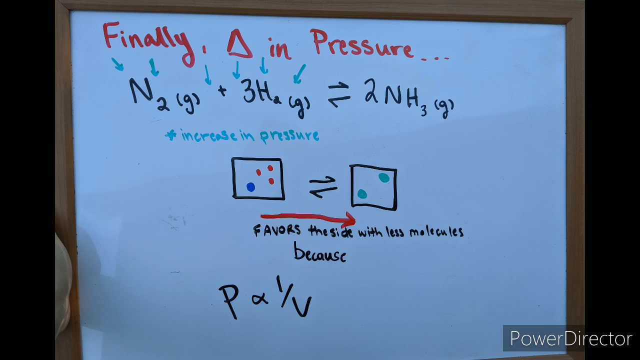Finally, hang in there guys, we're almost done. Change in pressure is the last disruption that we will discuss. We will use the following balanced equation to discuss this disruption.